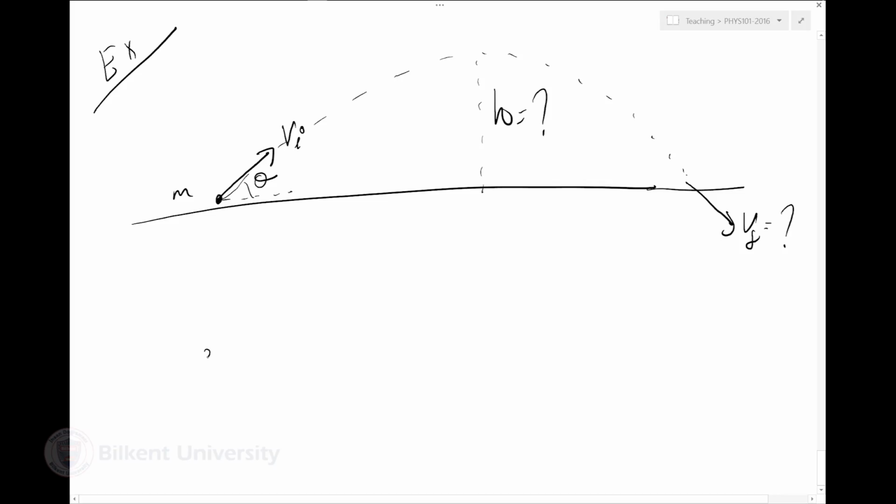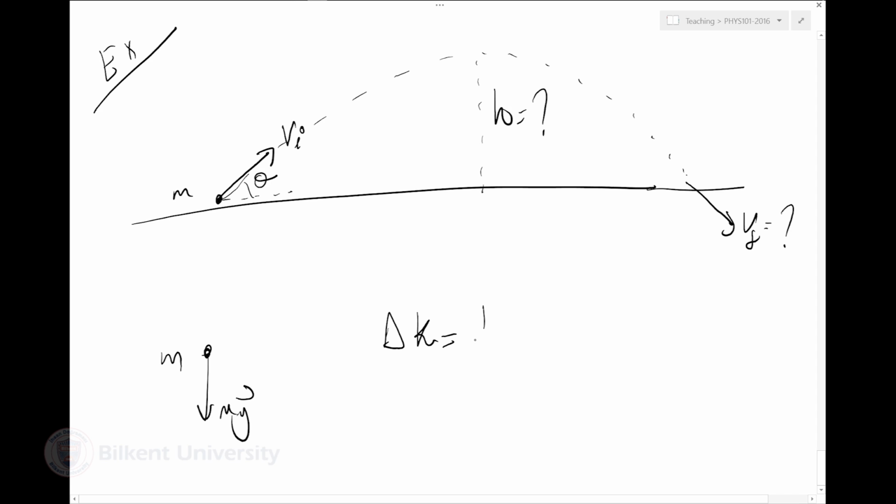Once in flight, what is the only force acting on this object? It's going to be its weight. It's going to be mg, right? So let's use the work energy theorem to find the final velocity, final speed. Delta k is 1/2 m v final square minus 1/2 m v initial square.